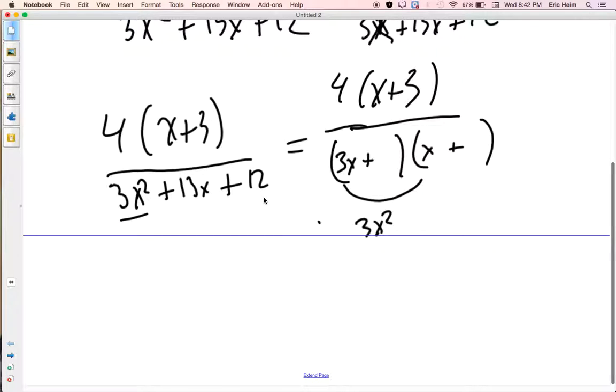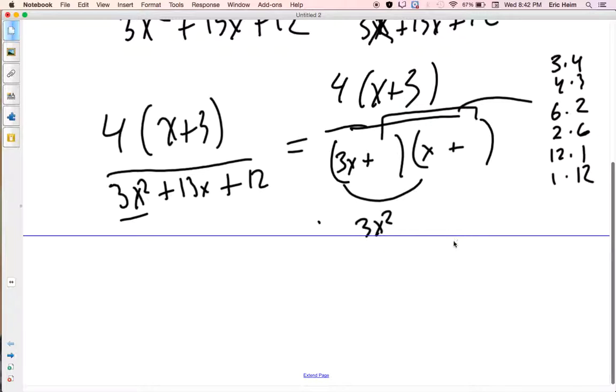We also have to have 12. So multiply the last two terms together: this one and this one have to make 12. And that could be a number of things. It could be 3 times 4, 4 times 3. The order makes a difference now because this one is not just x. This one's just x, but this is 3x. So we have to be careful about the order. 6 times 2, 2 times 6, 12 times 1, 1 times 12. Any others? Can't think of any.